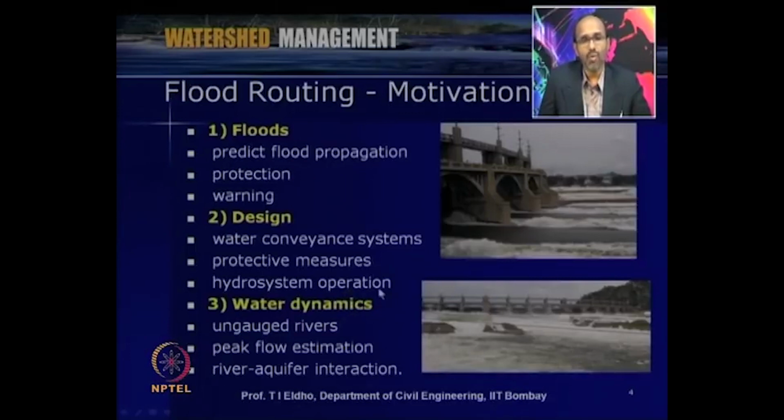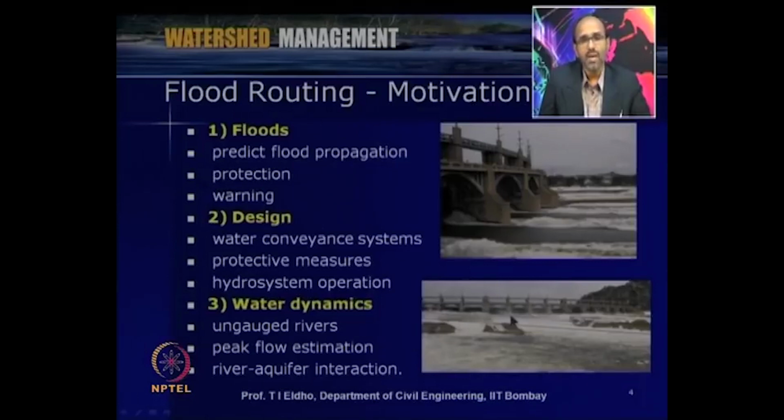And then hydro system operations: while operating a reservoir system, we should go for reservoir routing, and then we should know how the water level is going to rise within the reservoir system. So, for hydro system operation, we should do this flood routing. Then the third one is water dynamics. Many of the rivers will be ungauged, so we should know how the flow can propagate or the flood can propagate for ungauged rivers.